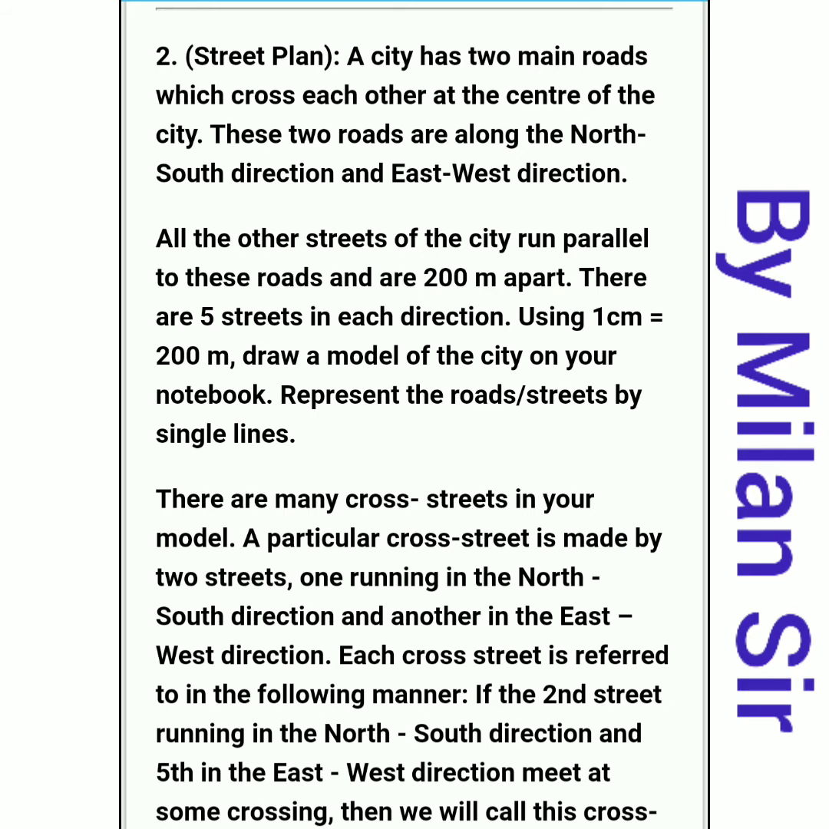There are 5 streets in each direction. So in the north-south direction we have 5 streets, and in the east-west direction we also have 5 streets, and all streets are parallel. Now, using 1 centimeter equals 200 meters.